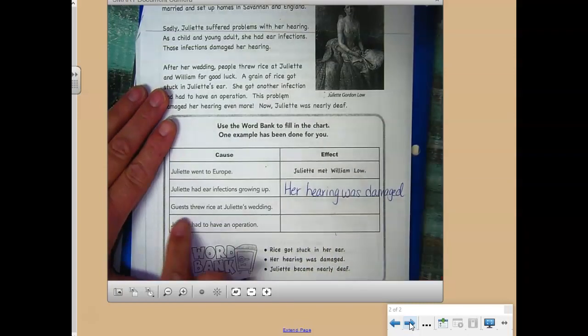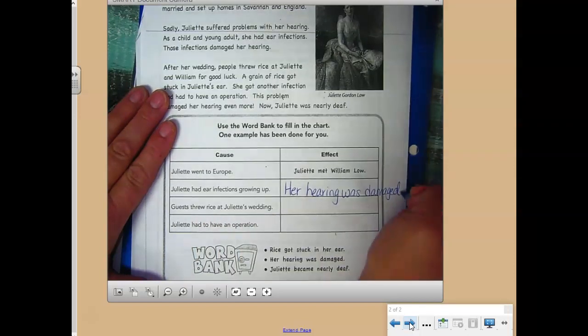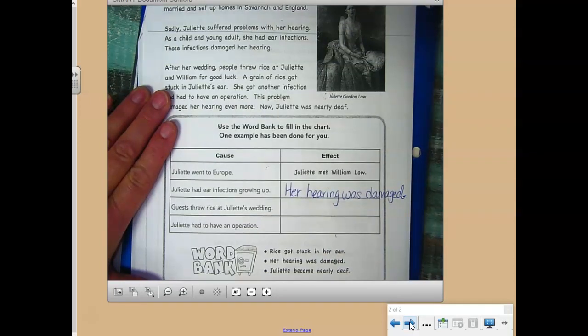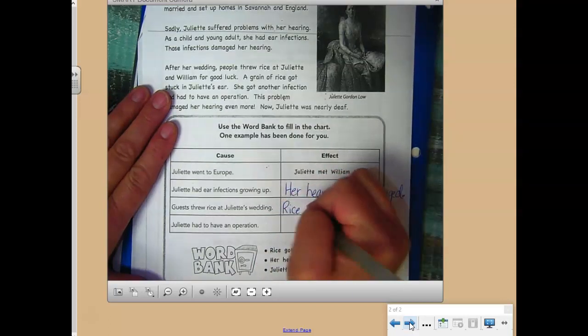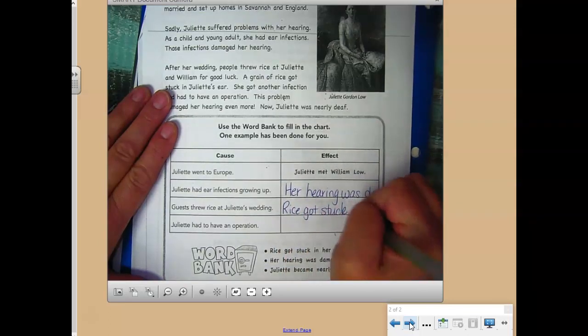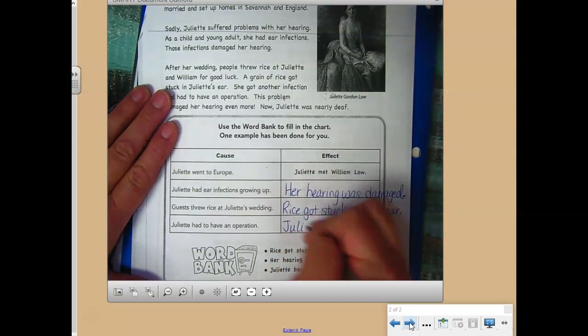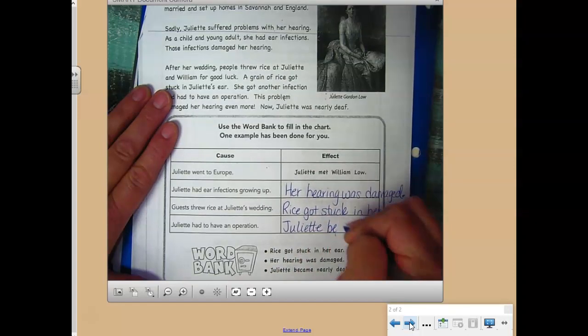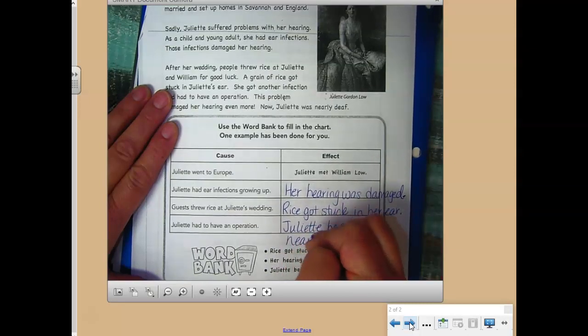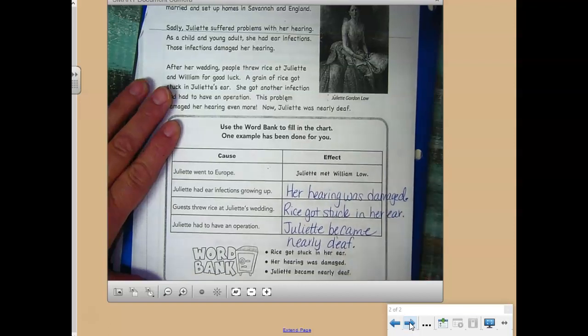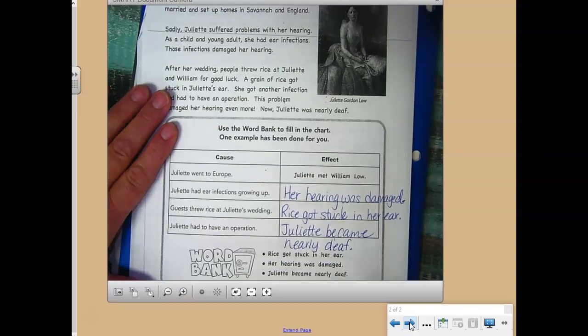All right, the next one. Guests threw rice at Juliet's wedding. What happened because the guests threw rice at the wedding? Yes, rice got stuck in her ear. Juliet had to have an operation. What happened? Juliet became nearly deaf. That means almost. So she struggled to hear.